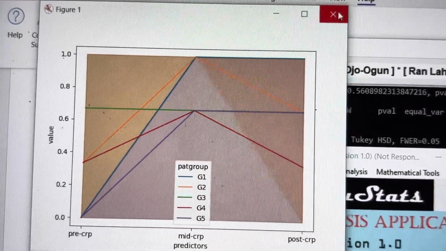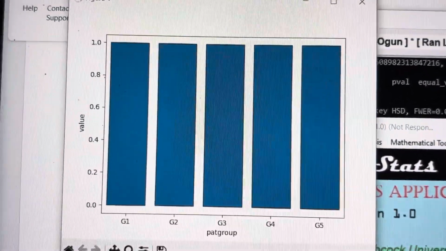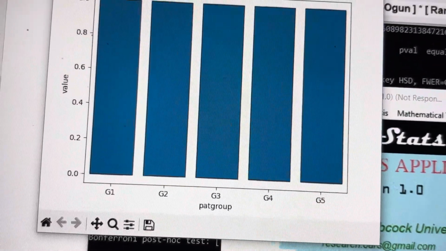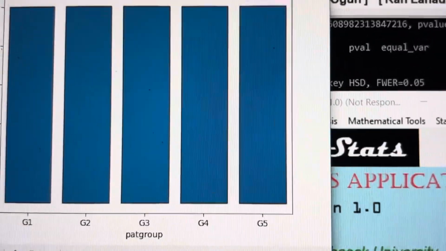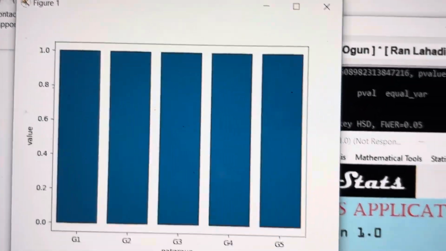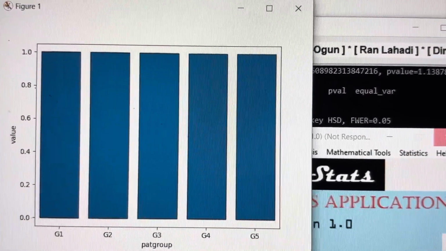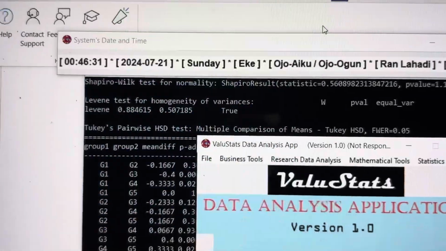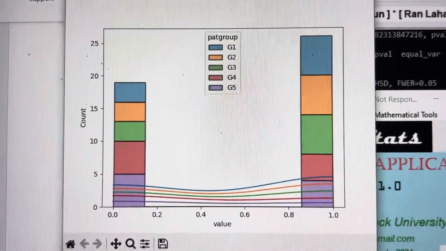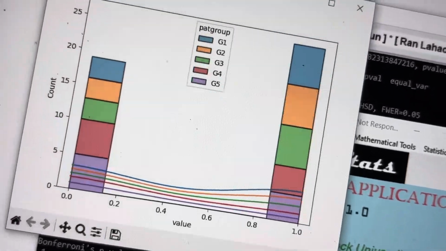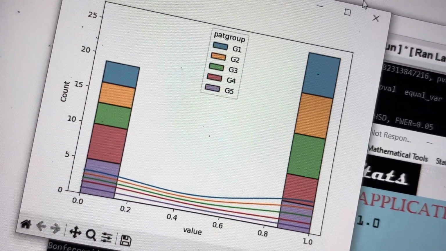Now let us also look at this one. What do you call this one, a bar chart or what? But then that's how we see it. Then after this, when we close this one, we are going to have a good view. This is another one. Now this one is showing us the two extremes of the values.